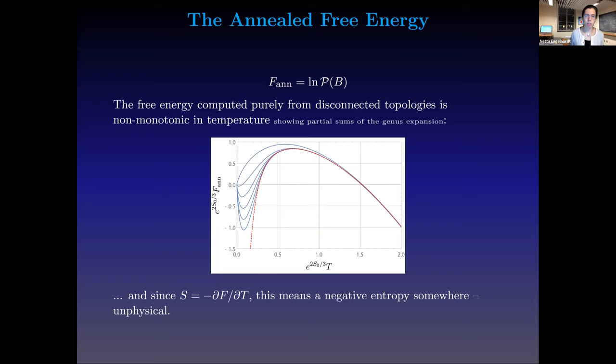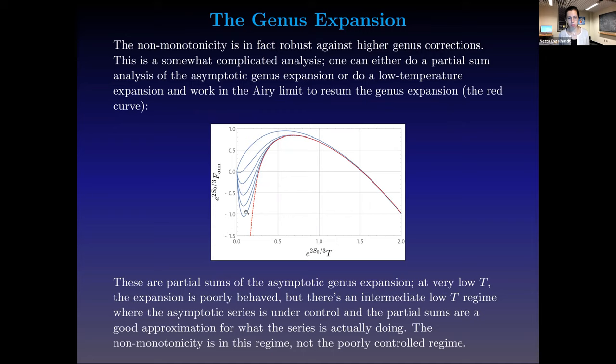Now let's get a little bit more technical. You might worry that this is a very low temperature regime, and you look at the partial sums and say, well, can I really trust anything that's going on here? Well, if you actually look at where the non-monotonicity is over here, you can do this partial sum analysis.